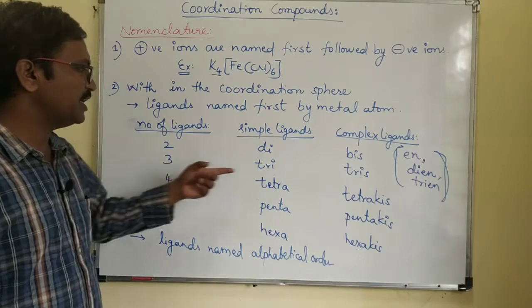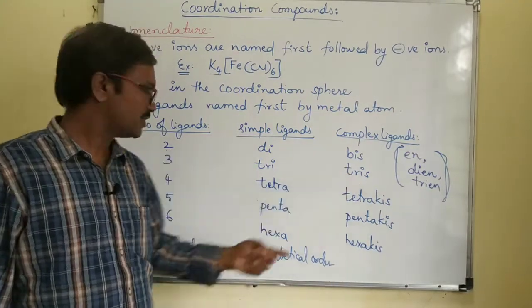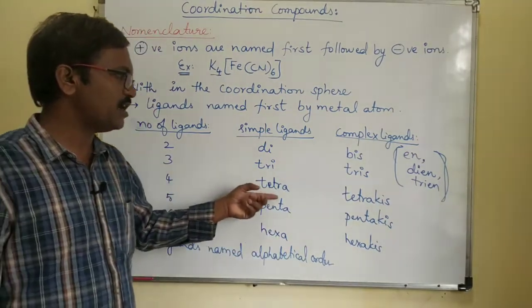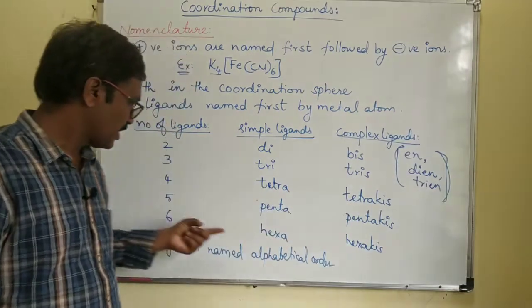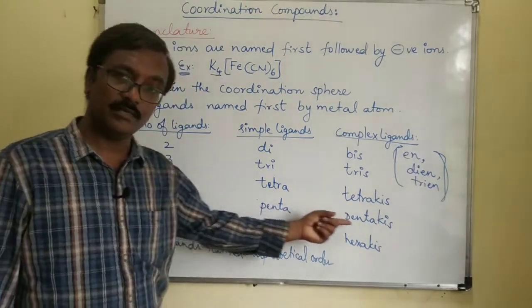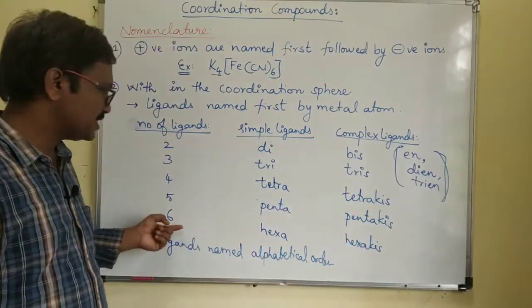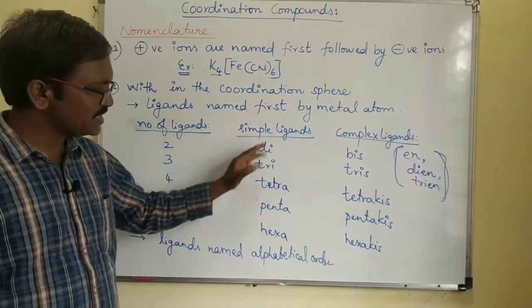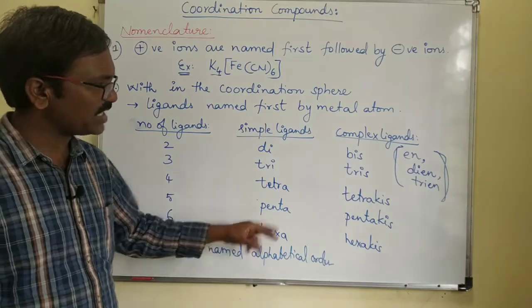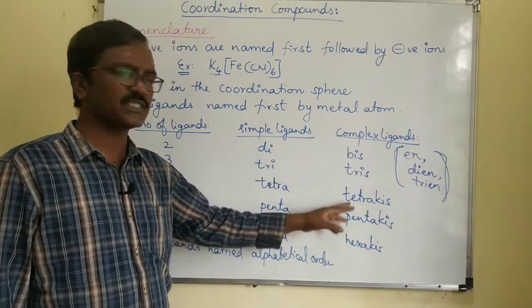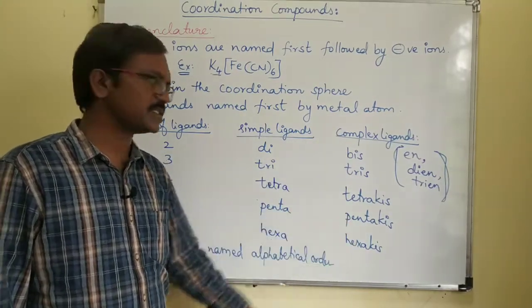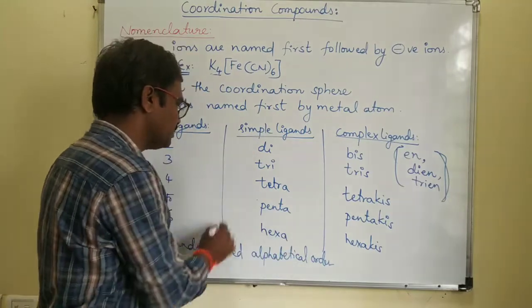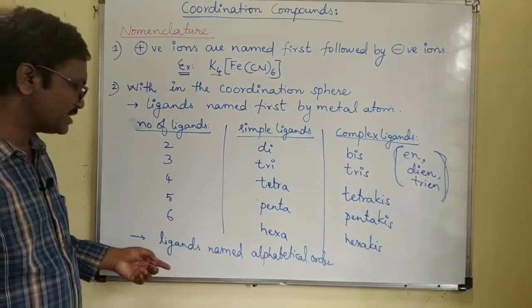So if it is 3, tri, tris. If it is 4, tetra, tetrakis. If it is 5, penta, pentakis. If it is 6, hexa, hexakis. Right? So for simple ligands: di, tri, tetra, penta, hexa. For a complex ligand: bis, tris, tetrakis, pentakis, hexakis. Right? So it is based on the number of ligands.